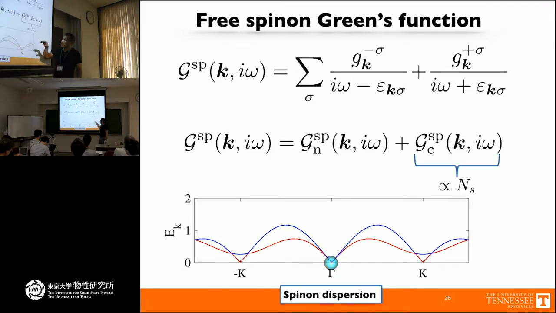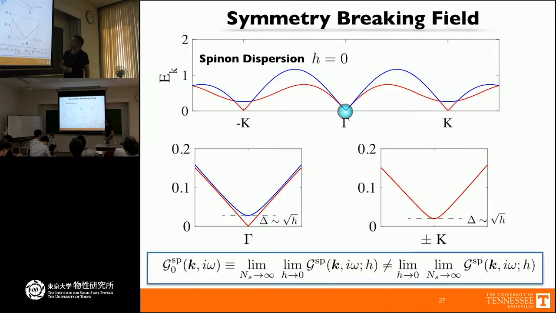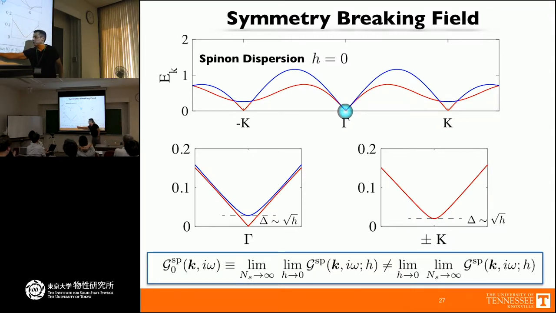And if we want to choose the ground state that corresponds to the particular 120 degree ordering that I was choosing there, then what we have to do is insert this symmetry breaking field and perform first the thermodynamic limit and then the limit where the field goes to zero. This will guarantee that we are working with the correct ground state. If we do the opposite, if we send the field to zero first and then take the thermodynamic limit, we will end up with a singlet ground state.